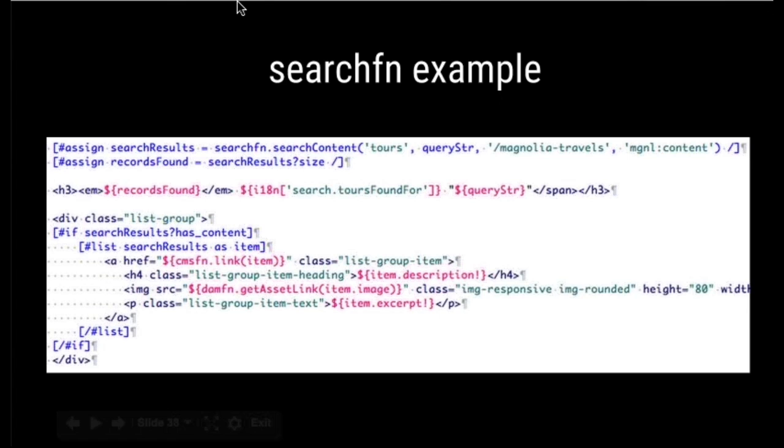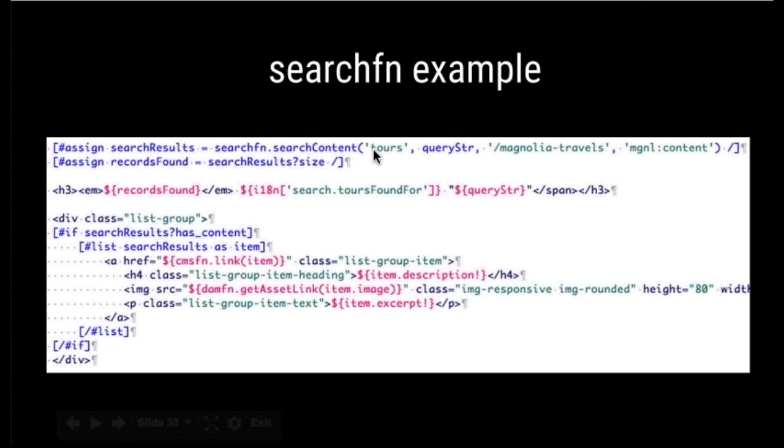Let's just take a look at how we can use one of these functions to accomplish something. So here's an example. This is actually from the demo project, which is a good place to learn about these new technologies. You don't need to understand all this code, but if we look at the top line, you can see we're using the search FN in our template, and it's a very nice method. Search content.